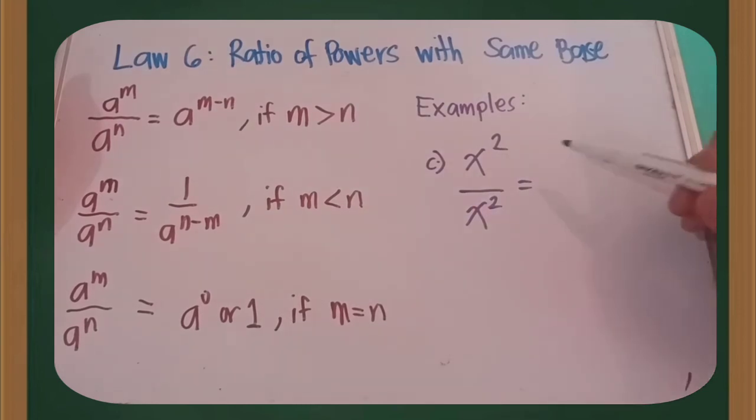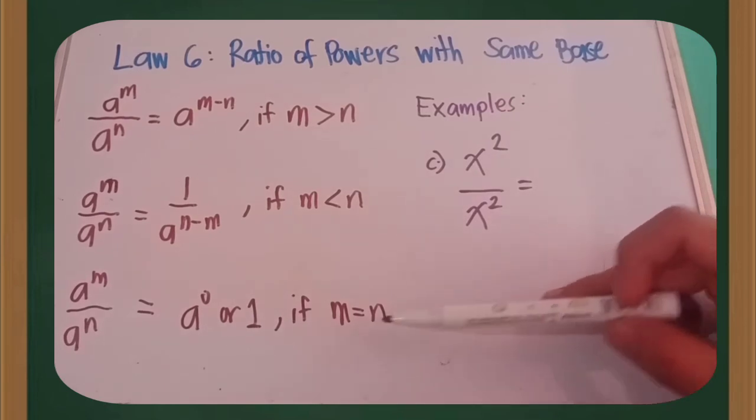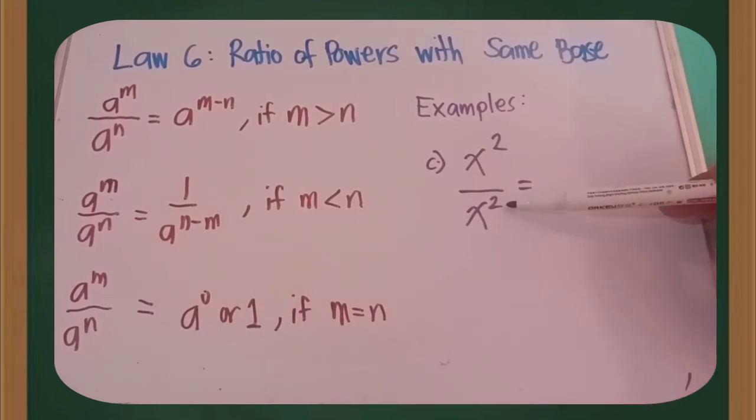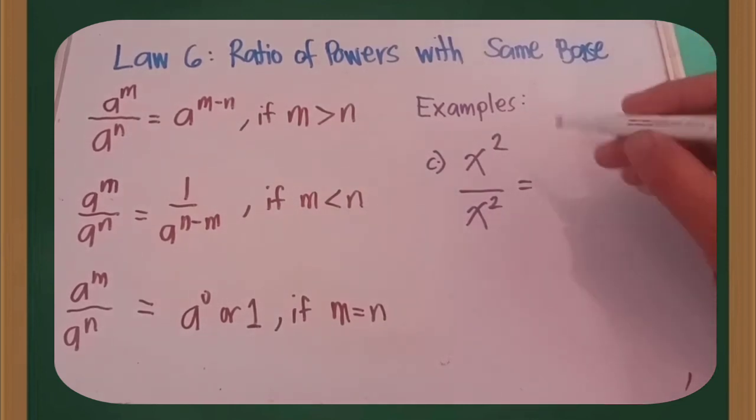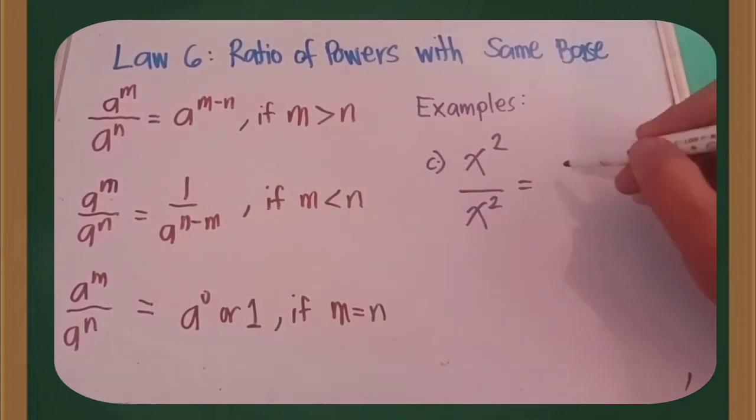Now, what if the example is x raised to the power of 2 divided by x raised to the power of 2? They have the same base and they also have the same exponents, diba? So, it falls under the third case, which is m is equal to n. Again, atong i-subtract ang ilahang exponent. Copy the common base and subtract their exponents.